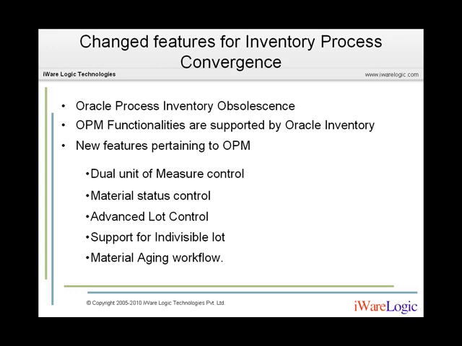Now whenever we are saying that Oracle process functionalities are being supported by Oracle inventory, what are the features they have added into this Oracle inventory? So these are the features. First one, dual unit of measure control. Second one, material status control. Third one, advanced lot control. Fourth one, support for indivisibility of the lot. And the fifth one, material aging workflow. Now we are going to see them one by one, but first of all we are going to see what structural changes they have made in this R12 inventory organization structure.